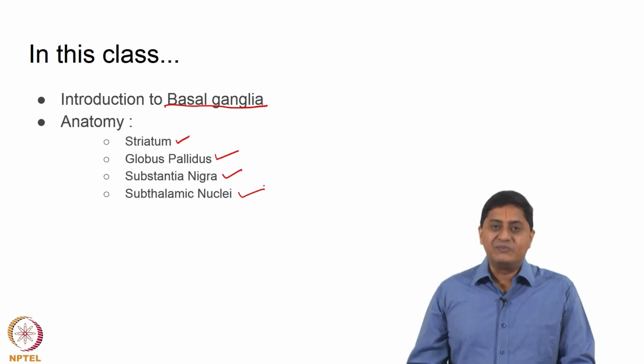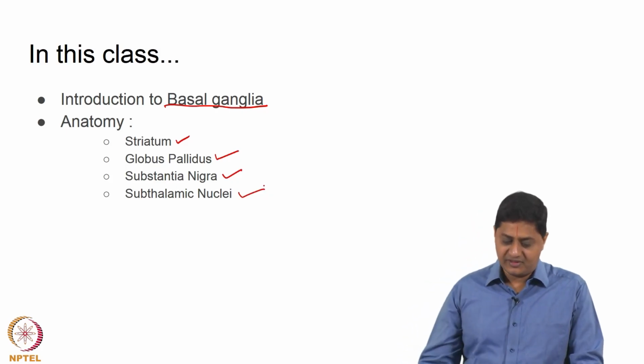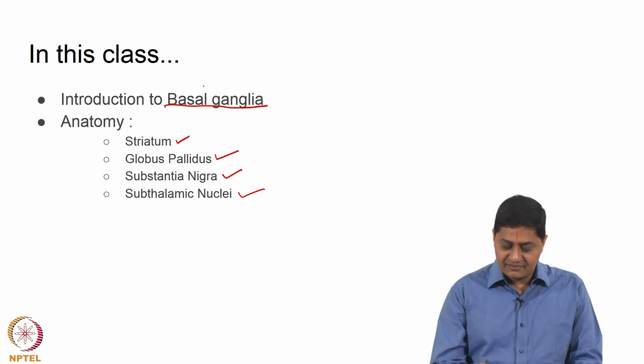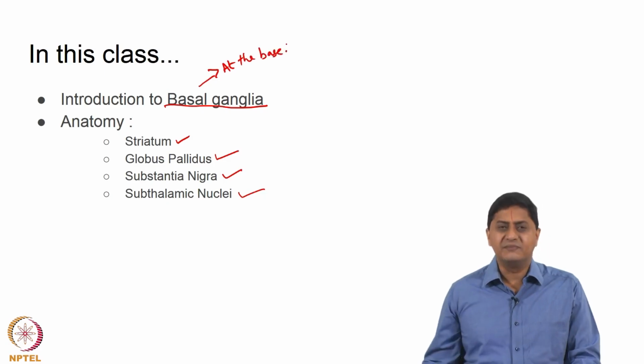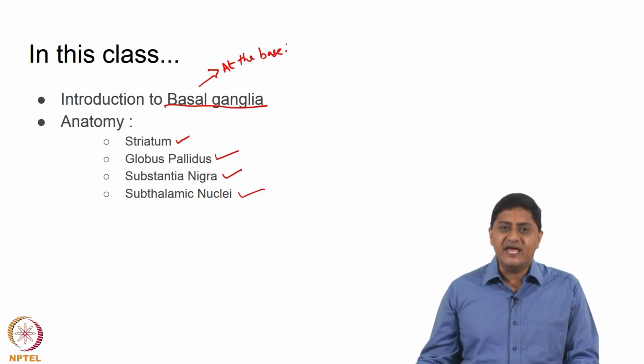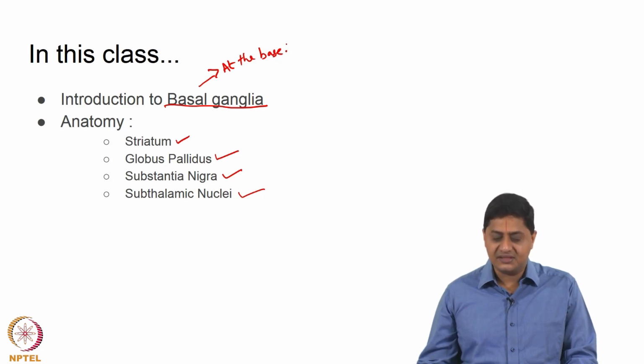Where does this name basal ganglia come from? Basal means at the base. At the base of what? At the base of the cerebral cortex, right? So, these are nuclei, these are ganglia that are located at the base of the cerebral cortex.